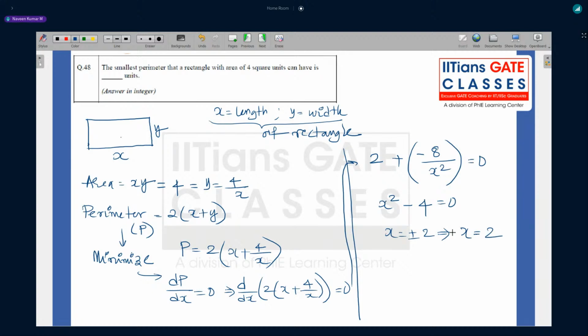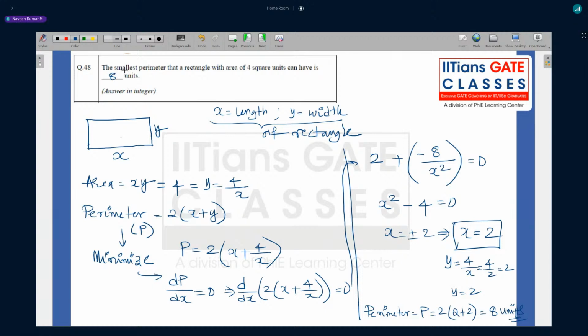Only 2 is possible. So if x is equal to 2, then we can say y is equal to 4 by x, that is 4 by 2, that is 2. So y also is equal to 2. What is the perimeter? Perimeter is equal to 2 into x plus y, 2 plus 2, right? 2 into 4, 8. So there is no unit. What are the units? 8 units. Answer is 8.